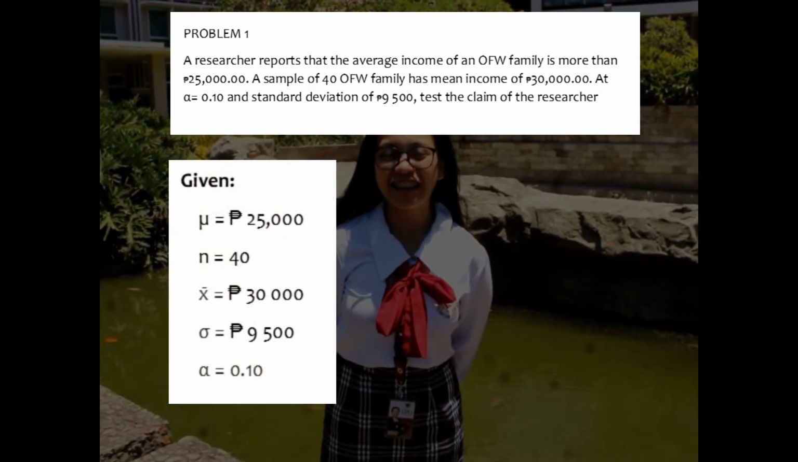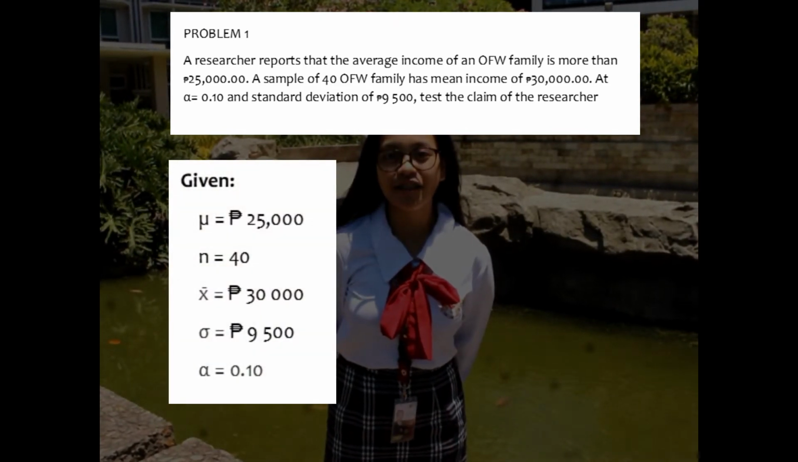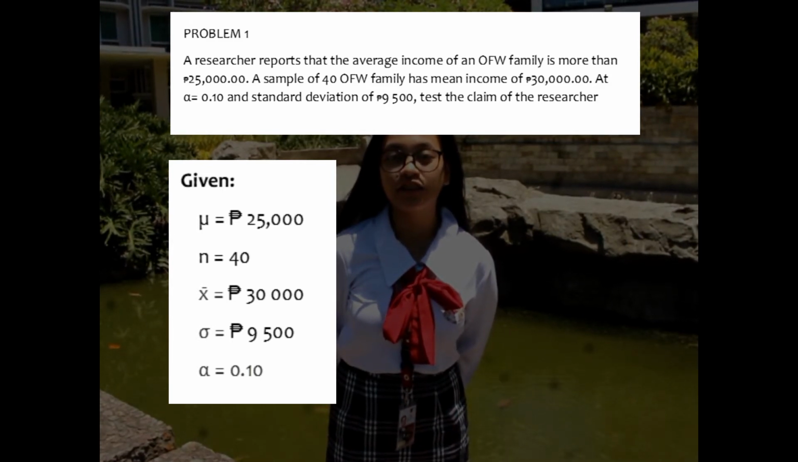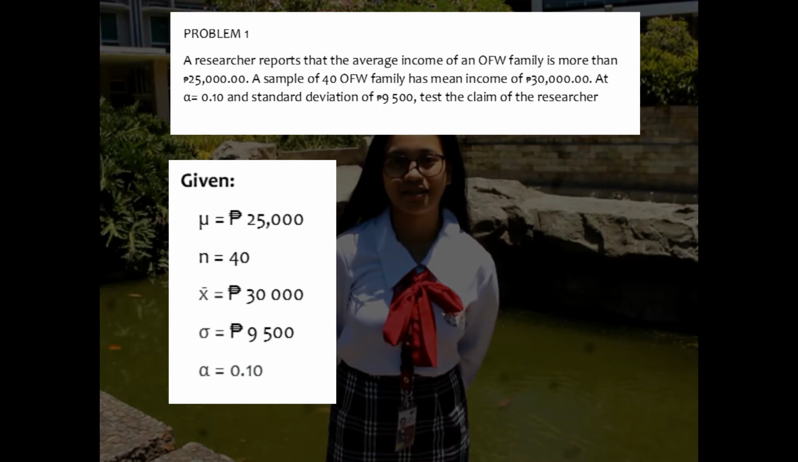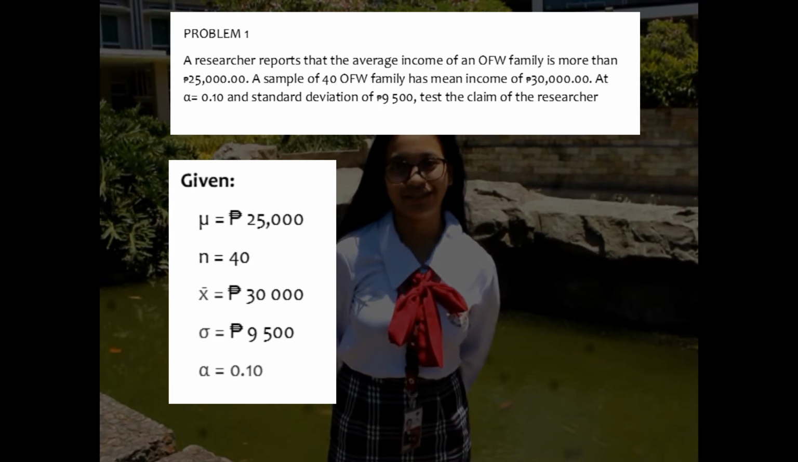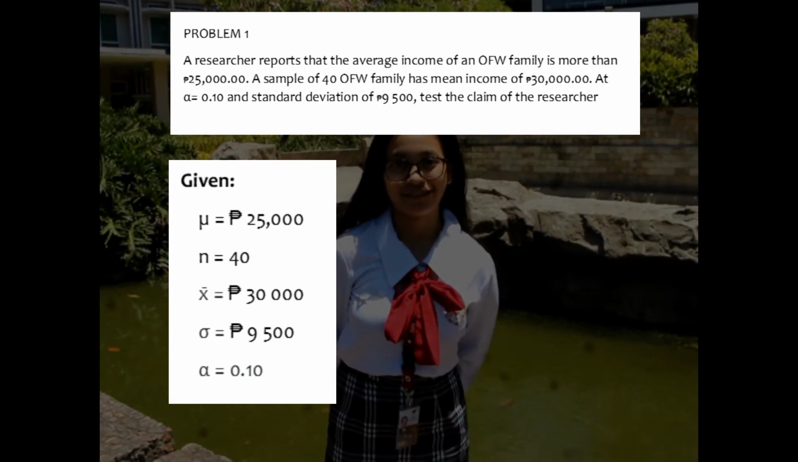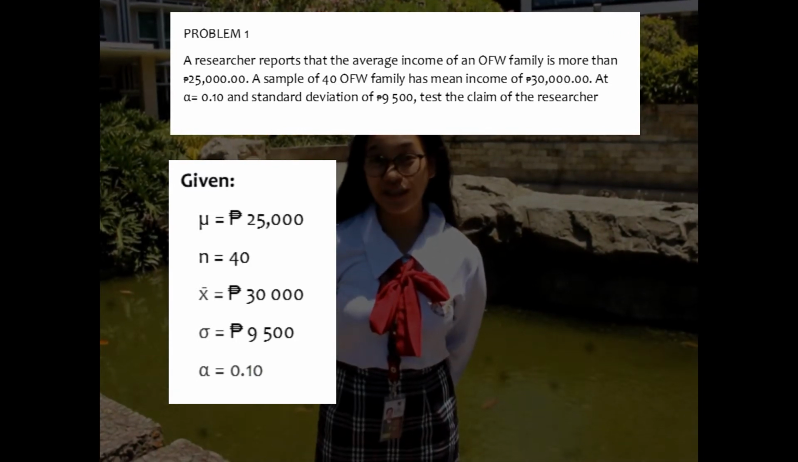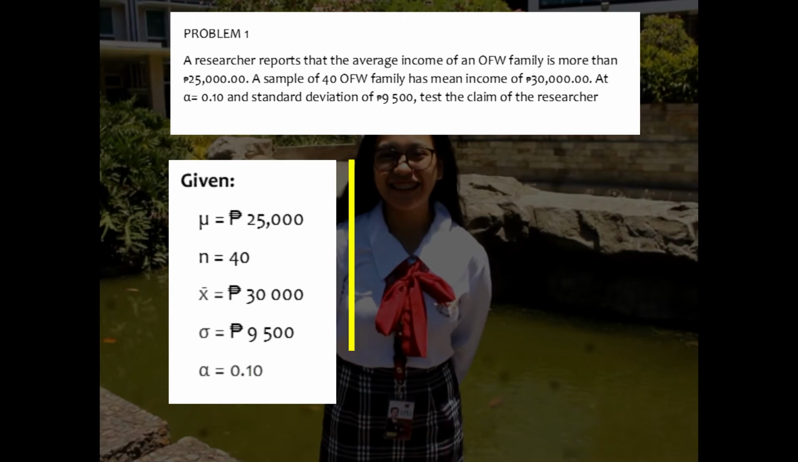Given: mean is equal to 25,000 pesos. n is equal to 40. X bar is equal to 30,000 pesos. Standard deviation is equal to 9,500 pesos. Alpha is equal to 0.10.